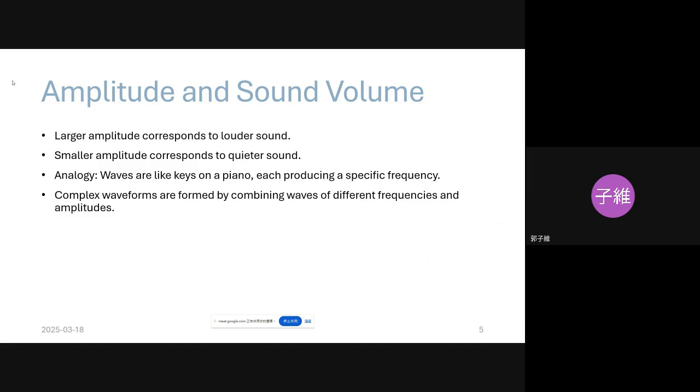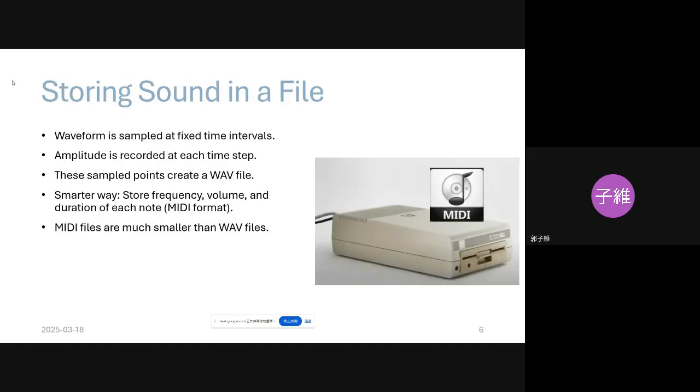And next, we move on to the amplitude and the sound volume. Now, this is pretty intuitive. Larger amplitude corresponds to louder sound, and smaller amplitude, quieter sound. So waves are essentially like keys on a piano, like do, re, mi, fa, sol, each producing a specific frequency. And the more complex waveforms in our daily lives are formed by combining waves of different frequencies and amplitudes.